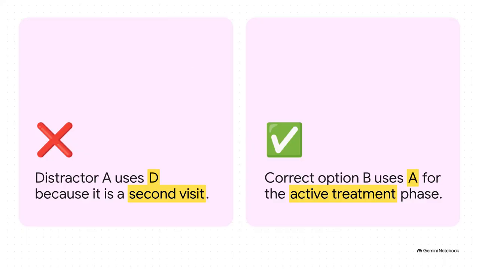But listen to me, choosing option A, the 7th character D, just because a patient is seeing a new provider is an instant fail. It's a classic textbook test maker trick. Option B is actually correct here, applying the 7th character A for the active treatment phase. The correct choice is A because regardless of the doctor, the patient is still receiving an active surgical evaluation. Your focus has to remain entirely on the clinical status of the patient. It is completely independent of the provider's identity.